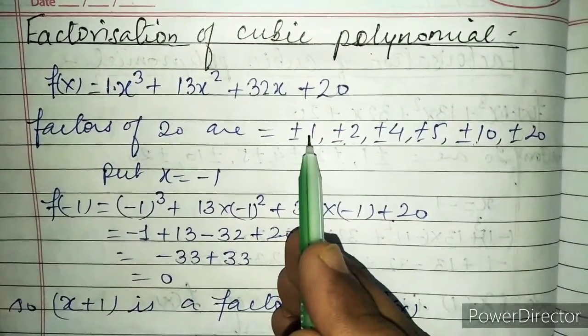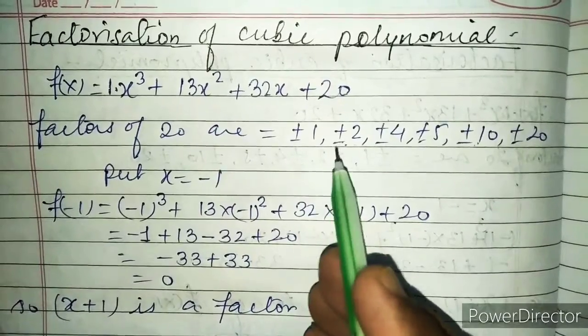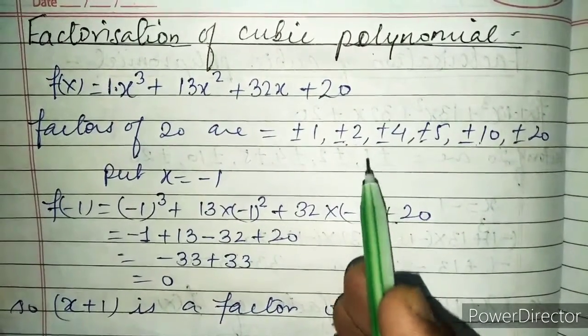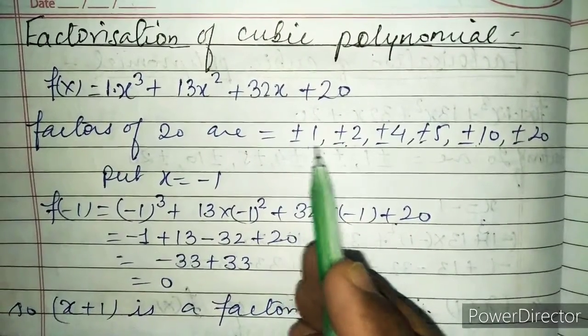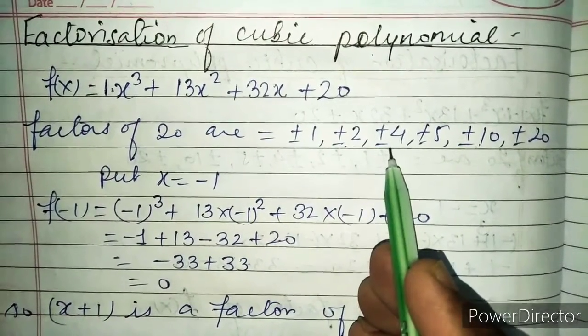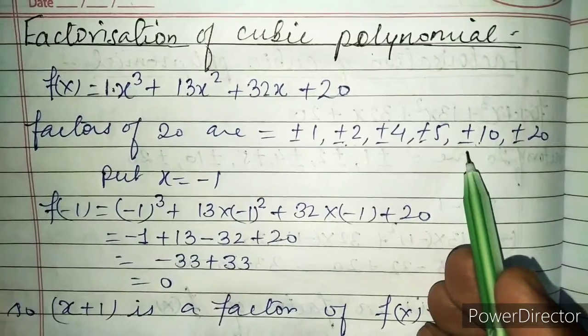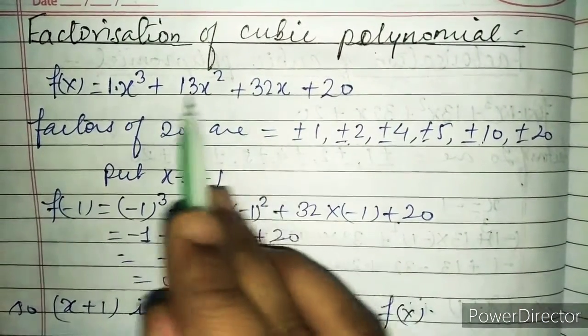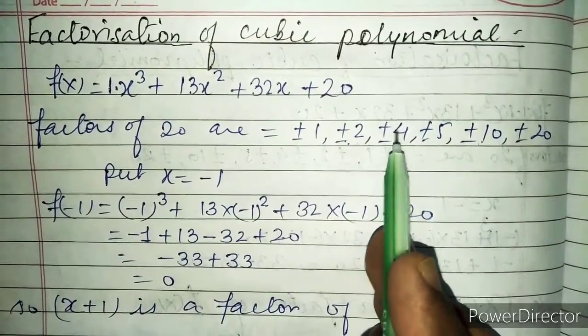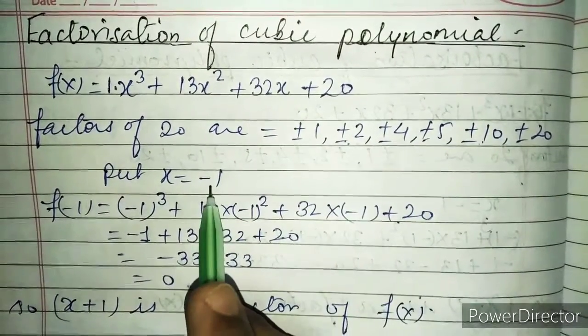So minus 1. If we take minus 1, we'll check one by one. Let's check this. It is not necessary that the first value will always be the factor of this, right? Maybe minus 2, maybe minus 4. Any one among the negative values can make it zero, right? If there are negative terms, then it is possible that a positive value makes it zero. So x equal to minus 1.